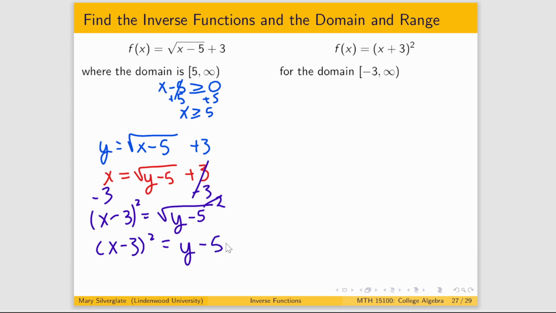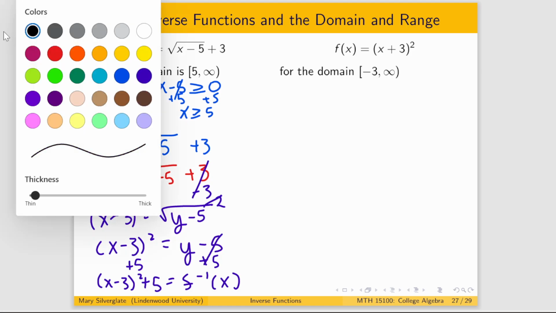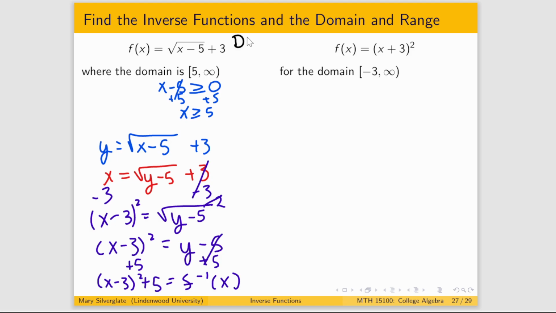Now as my final step, I want to undo subtracting 5 by adding 5 to both sides. So then my inverse function is equal to x minus 3 all squared plus 5, which this is actually a quadratic function in vertex form. That's something we'll be going over more later. Now let's think about the domain and range on this guy.